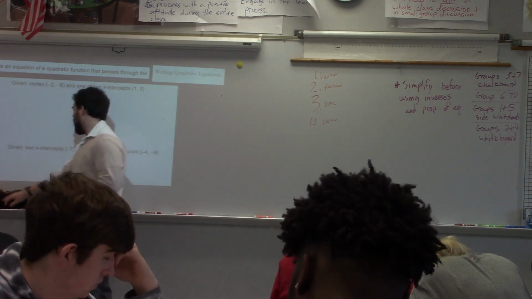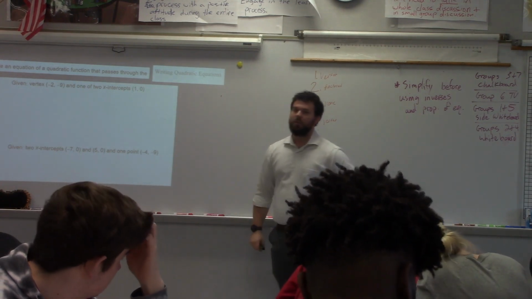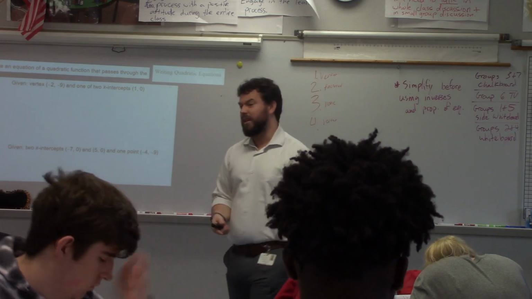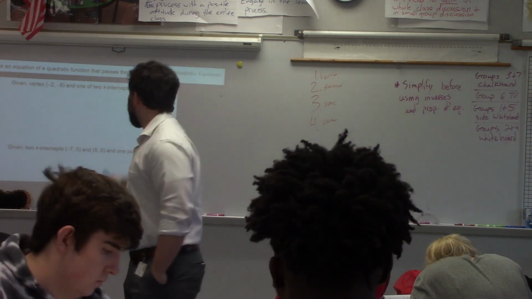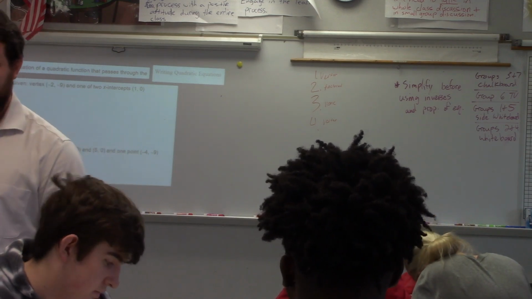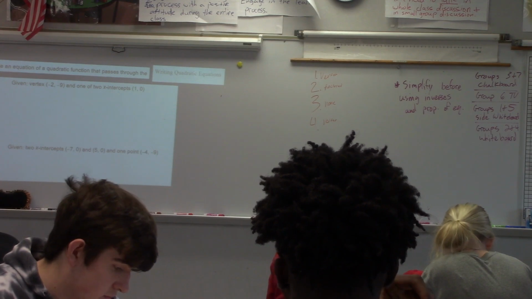Because of where you are, I'm going to have you just stay seated for a minute. I just want you to look at number 1. Talk within your small groups for 30 seconds. What form are you going to use for this number 1? Vertex, because it's got vertex. But it also has an x-intercept. It says 2 x intercepts.